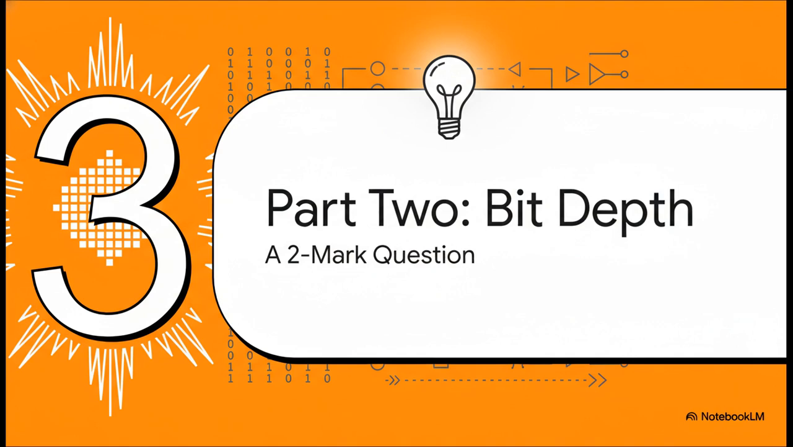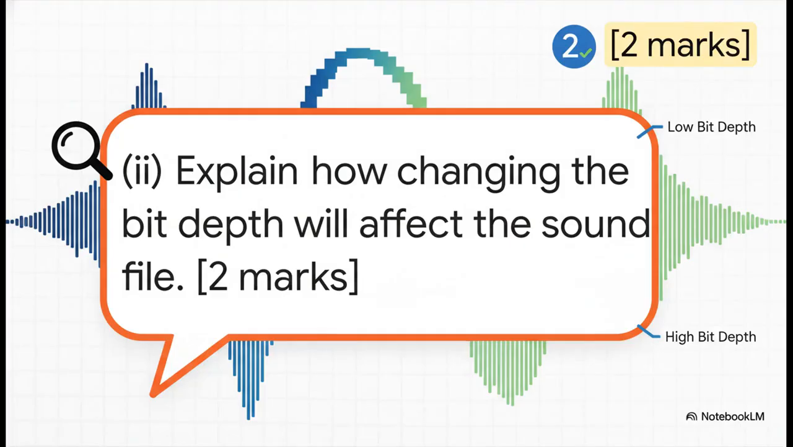We're leaving the comfort of multiple choice now and heading into a question where you actually have to explain something. This is where you get to really flex your knowledge. Right. So it's asking you to explain what happens to a sound file when you change the bit depth. And notice this, it's worth 2 marks. That word explain is a big clue. It's not just asking for a fact. It's asking you to show you get the knock-on effects, the consequences.